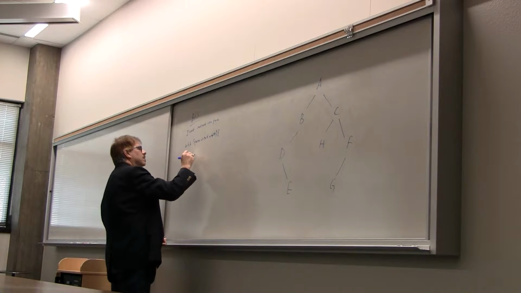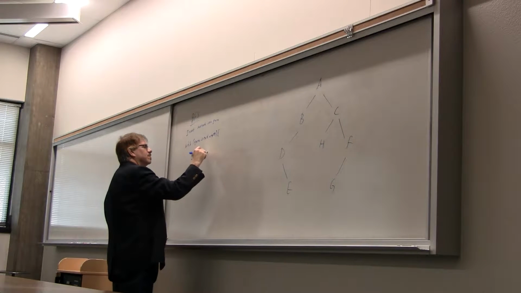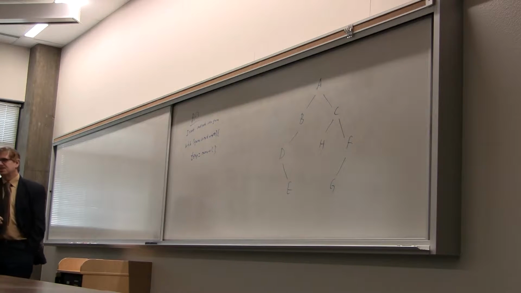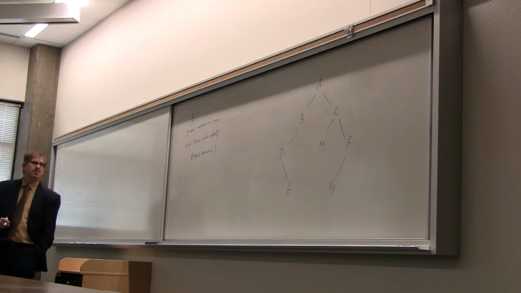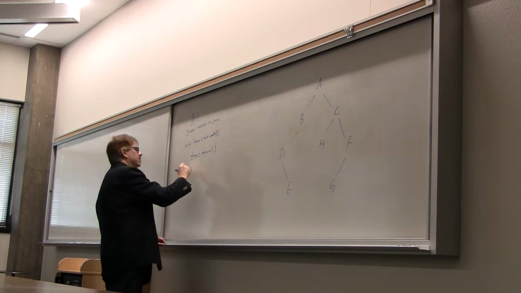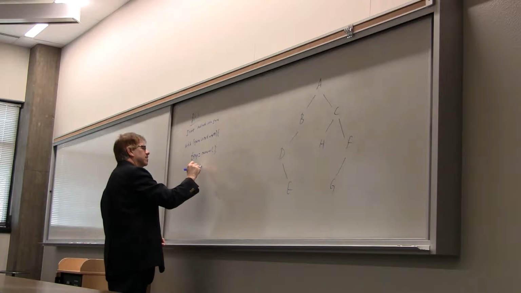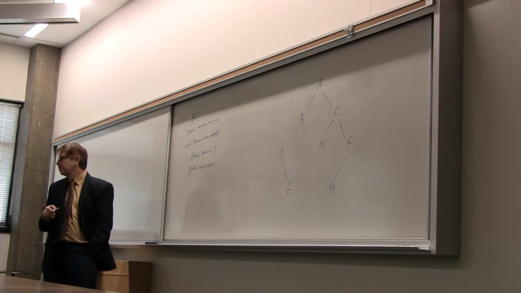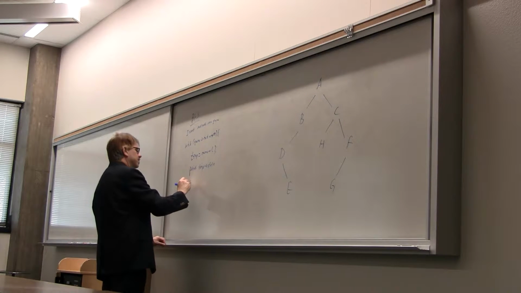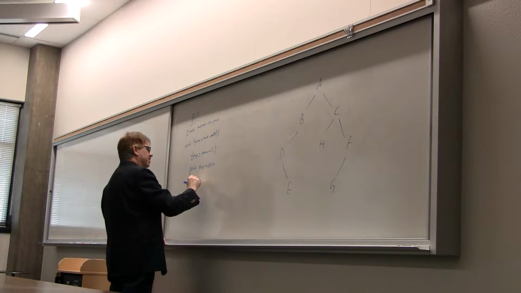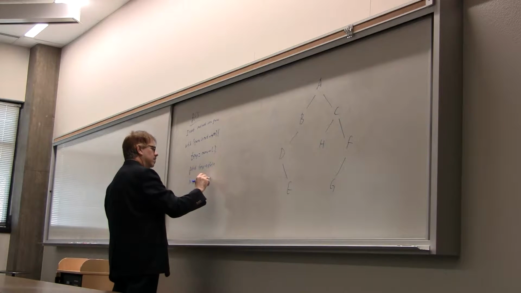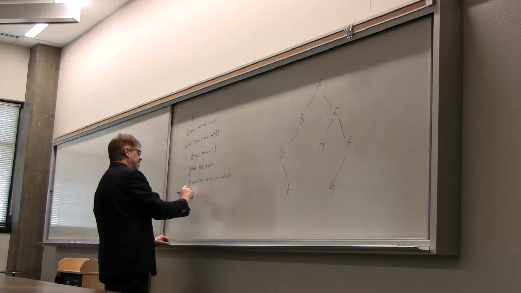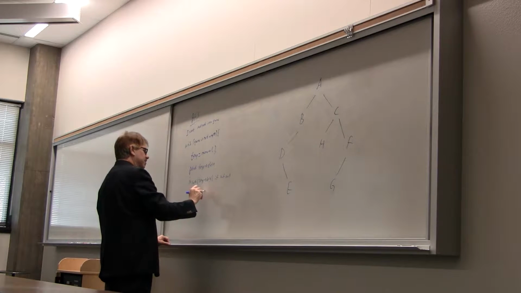Temp equals remove. So remove whatever's at the head of the queue, put that in a temporary variable, which I'm calling temp. Print the data for that node. And then insert temp left, if not null, and insert temp right if that's not null.